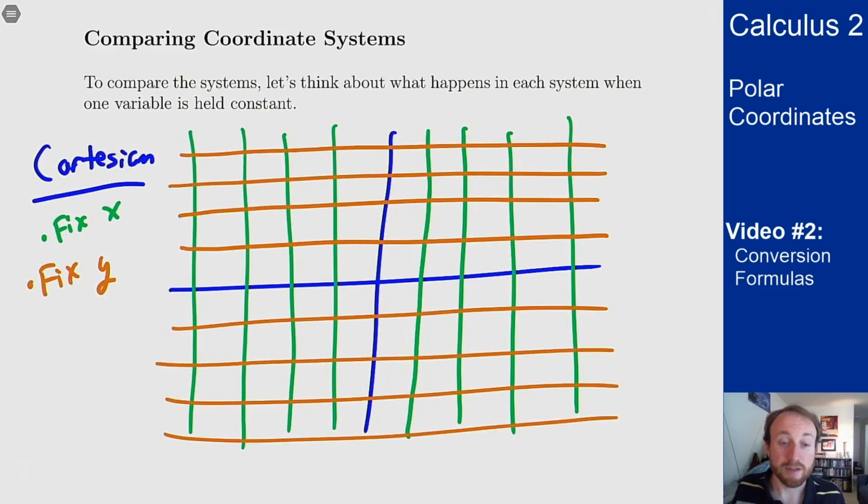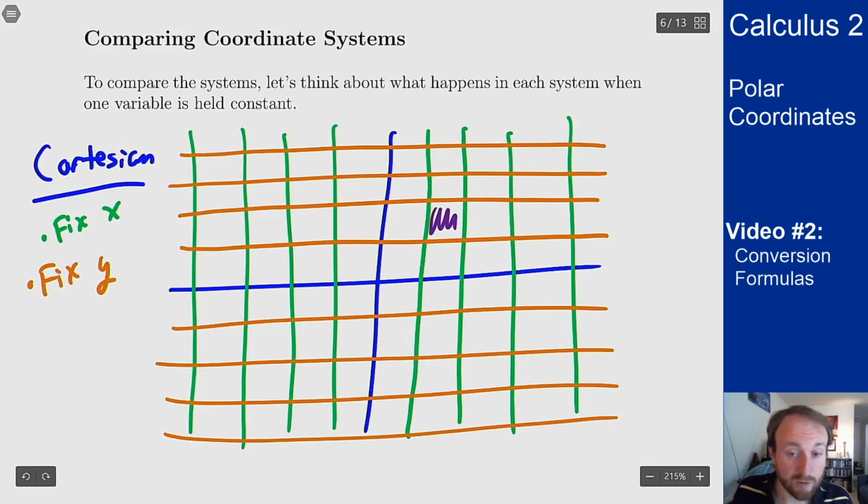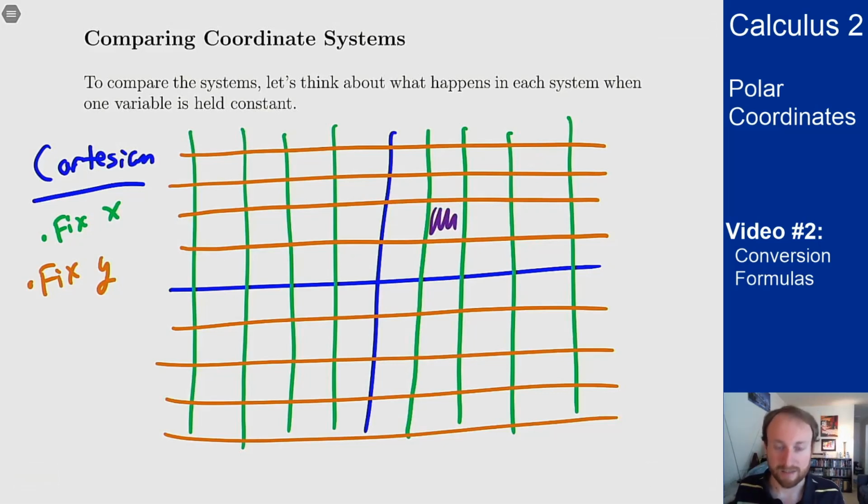And now based on this picture, you can see why we call this rectangular coordinates, because every little box here is a rectangle. And it's really easy to write equations for rectangular shapes in this system.